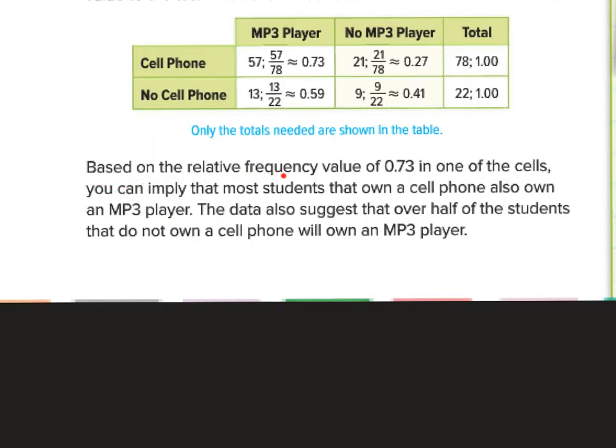Based on the relative frequency value of 0.73 in one of the cells, you can infer that most students that own a cell phone also own an MP3 player. The data also suggests that over half of the students that do not own a cell phone will own an MP3 player. And that's how we reach these inferences.